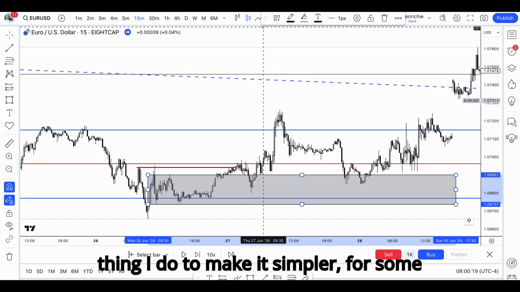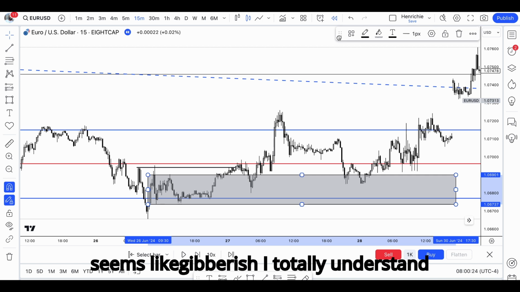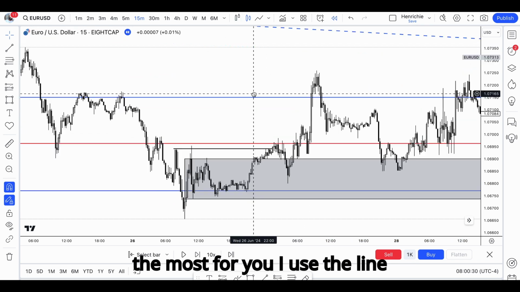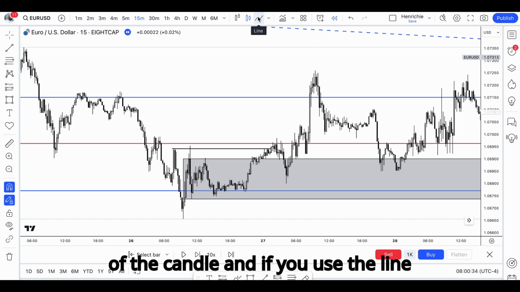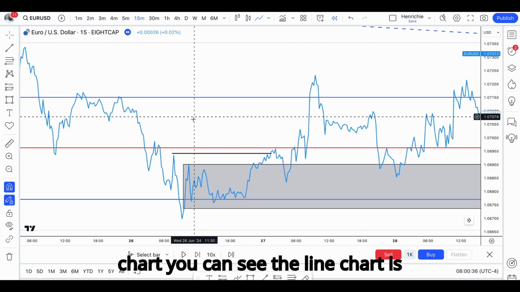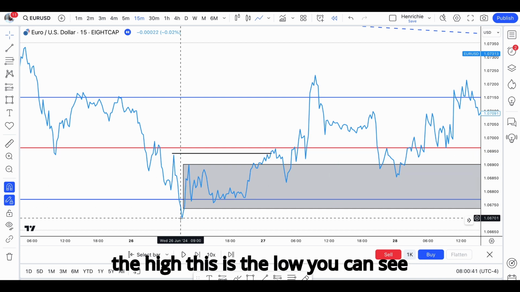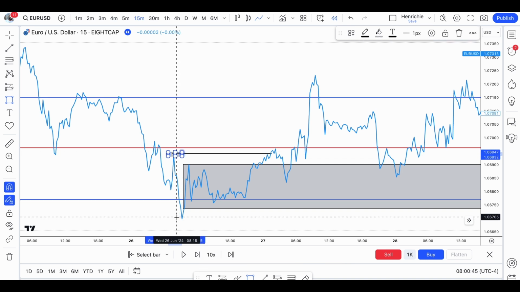Another thing I do to make it simpler for some people that everything I just said now seems like gibberish. I totally understand. I've been there. What I do to simplify it the most for you, I use the line chart to focus on the bodies of the candle. And if you use the line chart, you can see it's showing you pretty much clearly: this is the high, this is the low. You can see that very clearly.